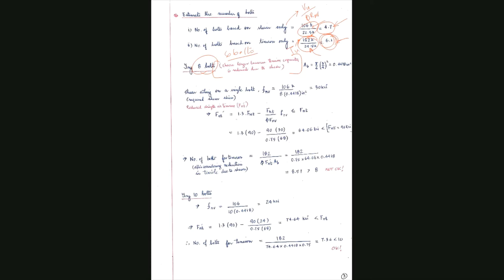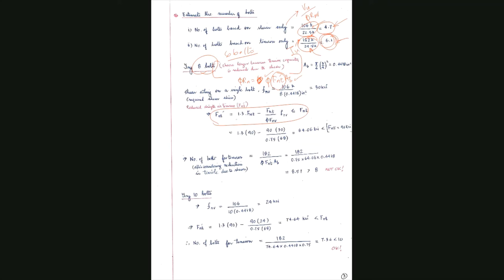So then we proceed. We are going to use the capacity equation, which is phi Rn equal to phi Fnt prime Ab. We know Ab, we know phi, but we need to find Fnt prime. As we discussed earlier, Fnt prime is a reduced value of Fnt. It is lesser than Fnt, because it considers the effect of shear.